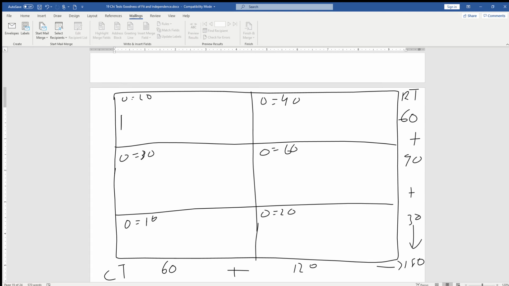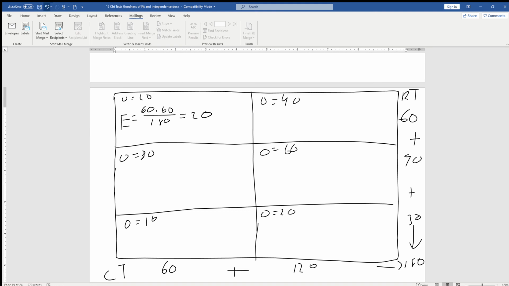The first expected is going to be equal to 60 times 60, and we're going to divide that by 180. And again, just to remind you how you get that, you look down and figure out the column total, and then you go across and figure out the row total. So that's 60 times 60 over 180. I'm going to get rid of those just because we don't need them anymore. So 60 times 60 divided by 180, and that's going to be 20.